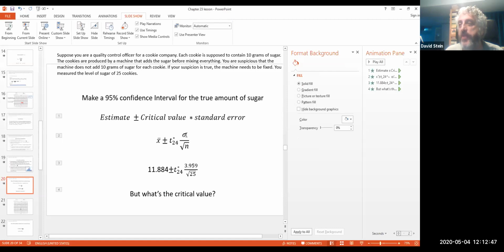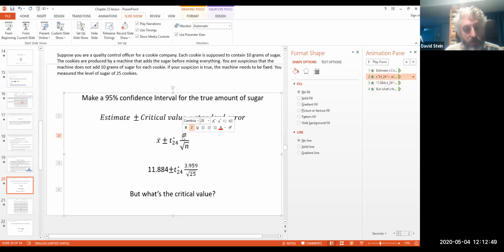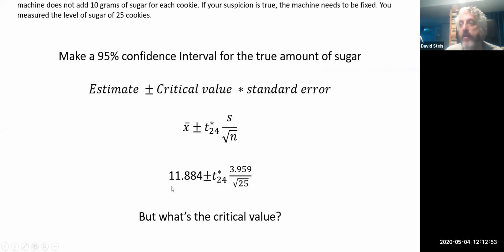Okay, so 3.884. I guess I should have written s here, because this is the standard deviation, right? When we have the standard error, we have s right there. Putting in my numbers now: 11.884 plus or minus the critical value, 3.959, that's the standard deviation over the square root of n. But what's the critical value?